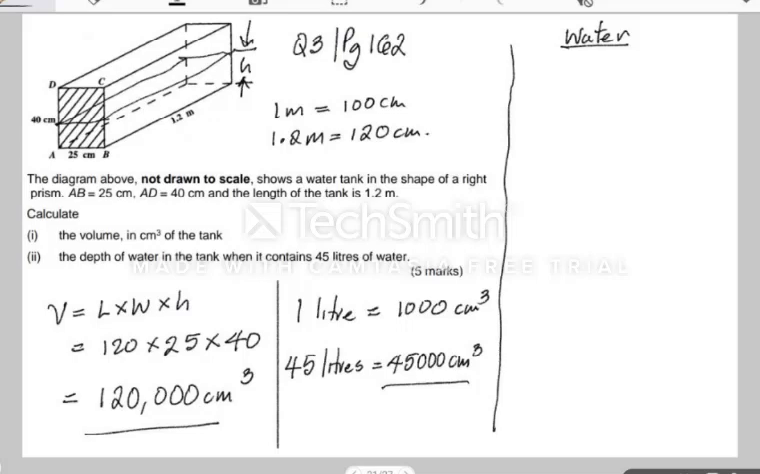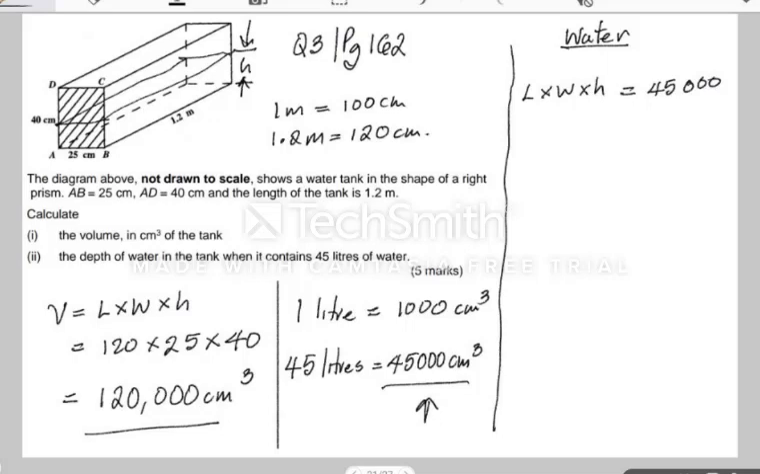The thing that is different now between the water and the tank is the height. The height of the tank is 40, and the height of the water in the tank is unknown. So that height we're going to call H. But here's what we know. The volume of water in the tank is 45,000 centimeters cube. So let's calculate the volume of the water. The volume of the water is length times width times height, and that is equal to 45,000.